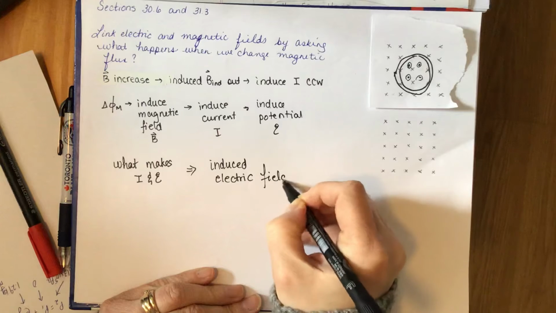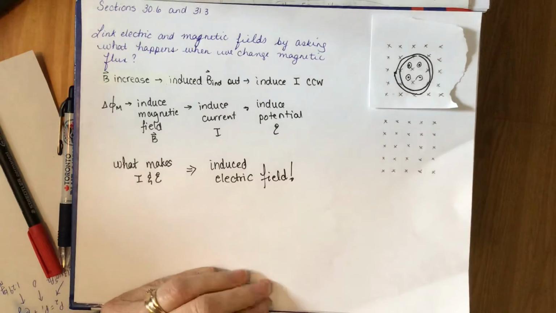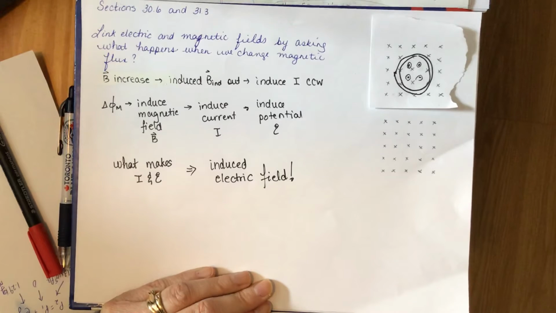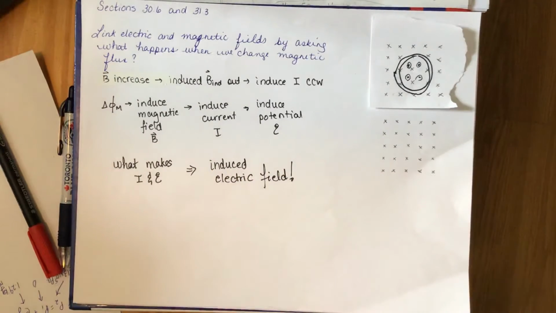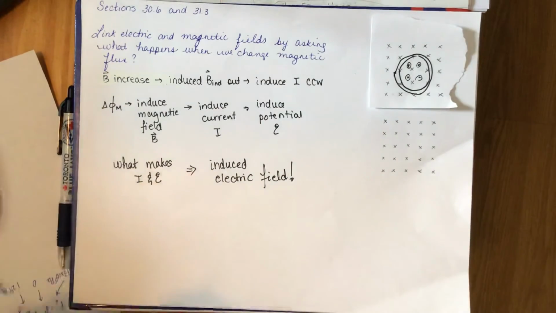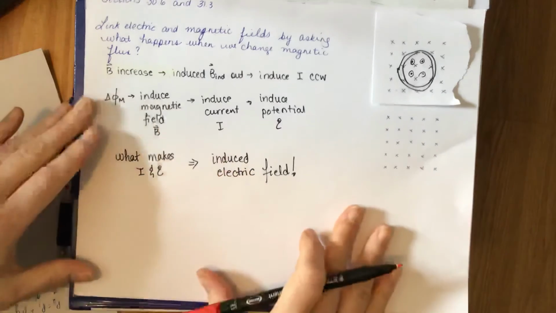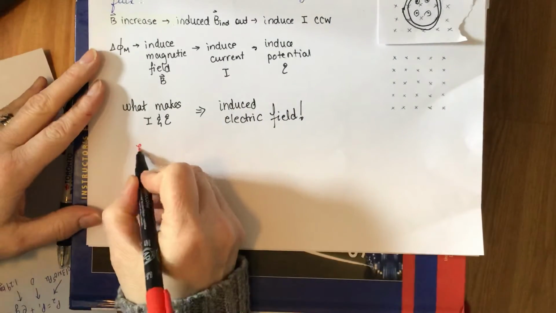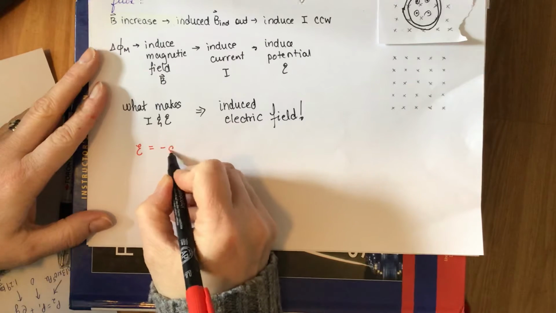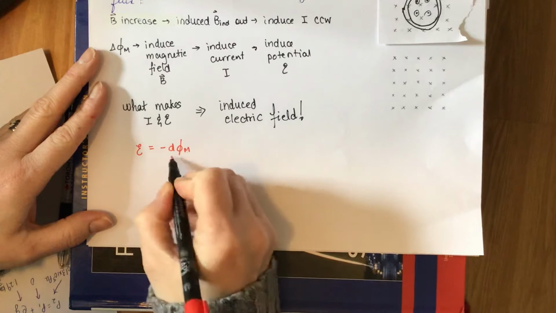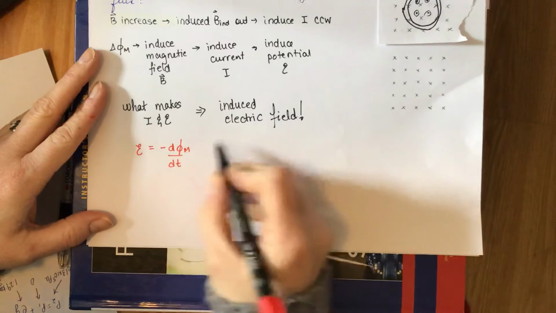So that's pretty interesting. By changing the magnetic flux, not only do you induce a magnetic field, you also induce an electric field, and that electric field comes from that magnetic field. So let's think about this in terms of some equations. Let's write down Faraday's law first. Faraday's law says that the induced electric potential is minus d phi, put an m on there for magnetic, dt.